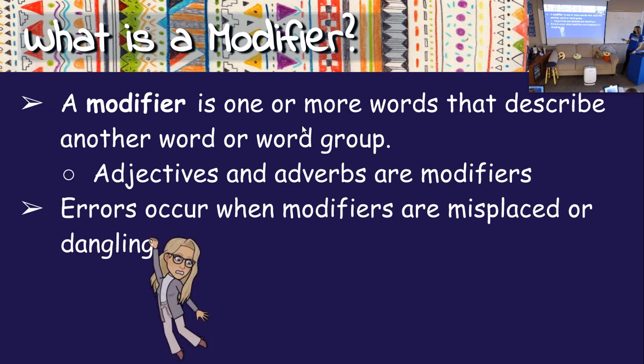So errors occur when modifiers are misplaced or dangling. Okay, misplaced or dangling. And we're going to talk about both of them, what they look like, and how we fix them.